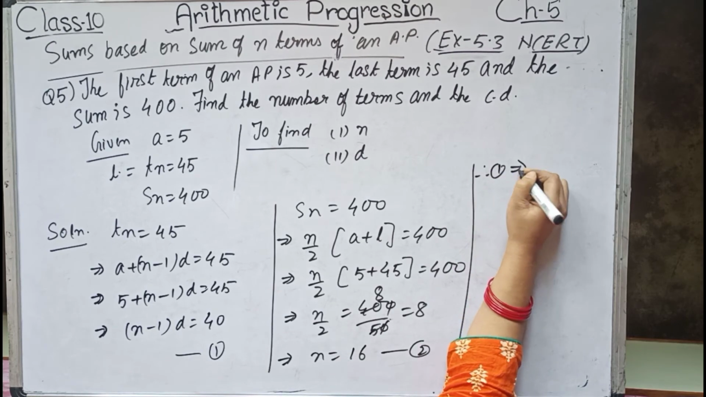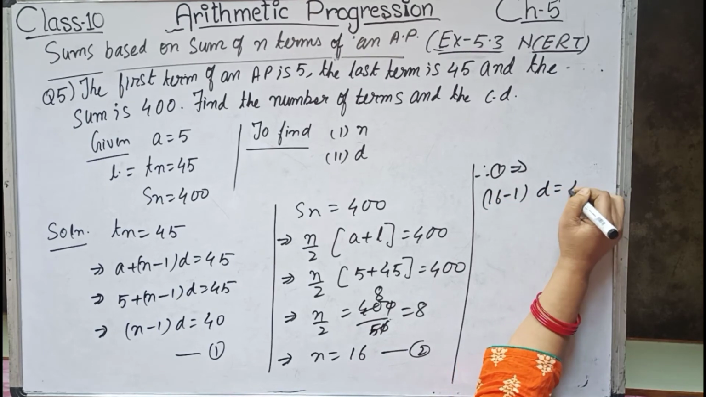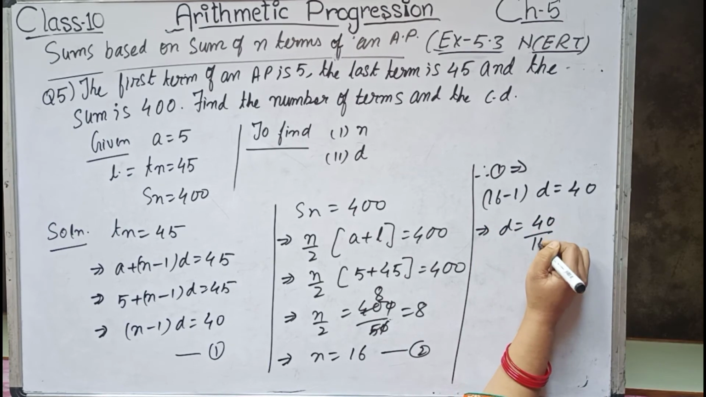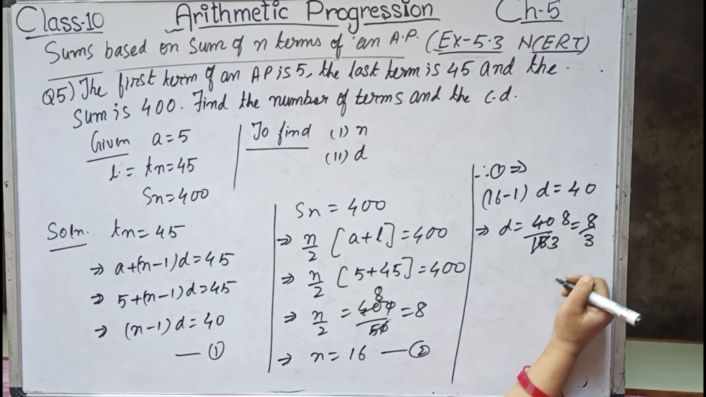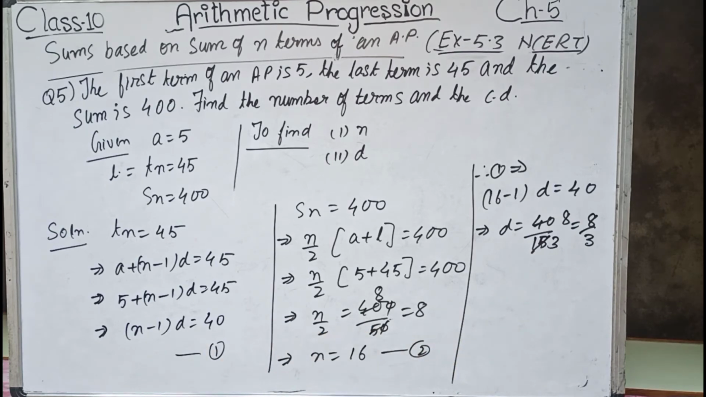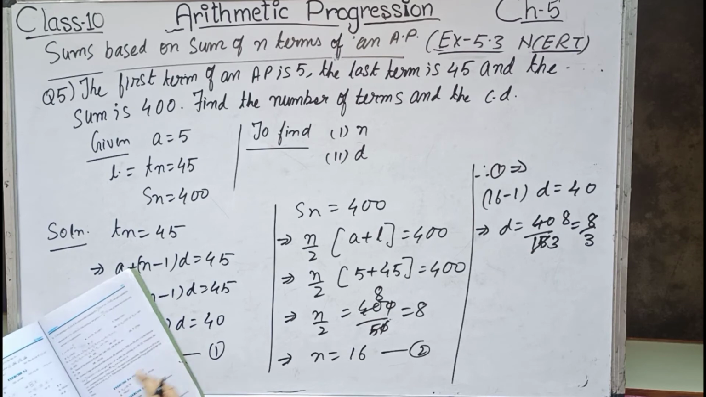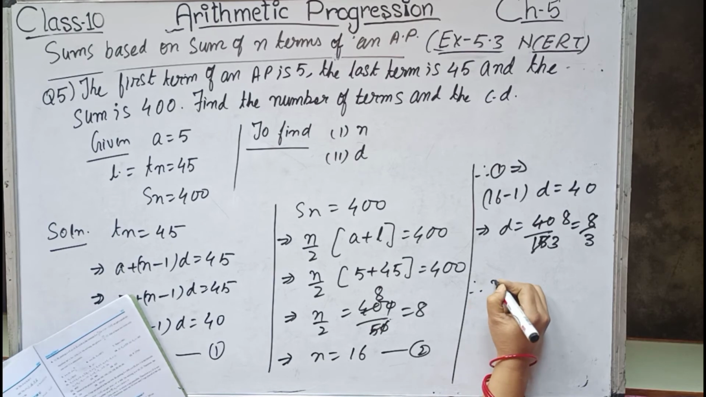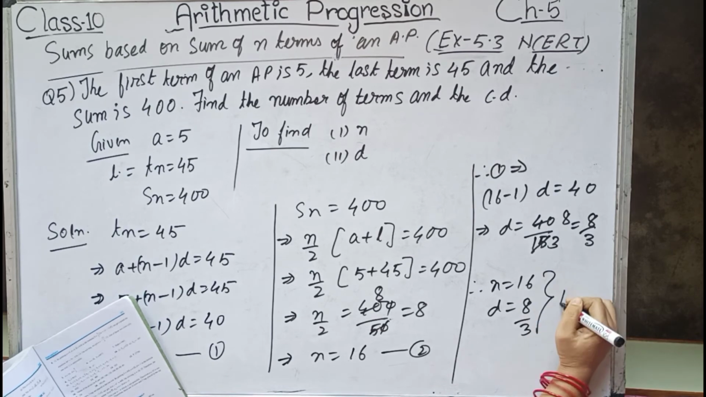Therefore 1 implies 16 minus 1 into D equals 40. This implies D equals 40 by 15 equals 8 by 3. Once let me see the answer, question number 5. It's correct. So therefore n equals 16 and D equals 8 by 3 is the answer.